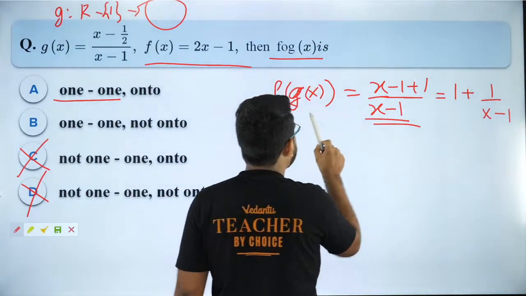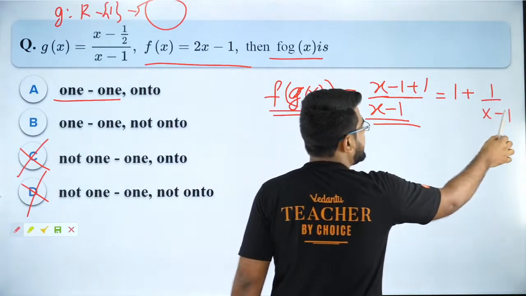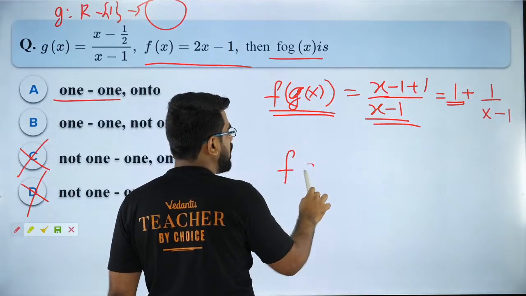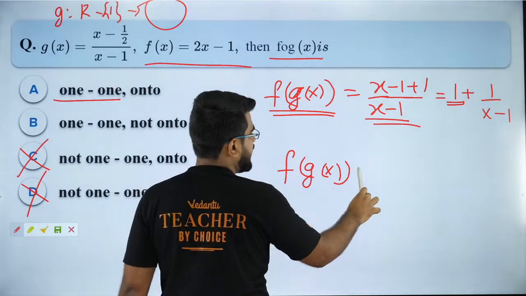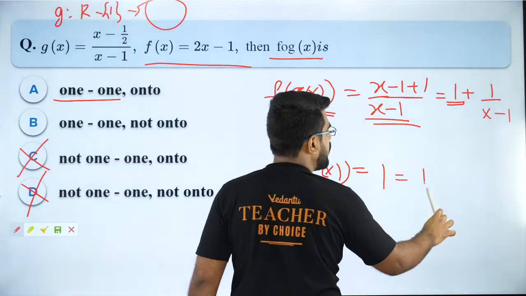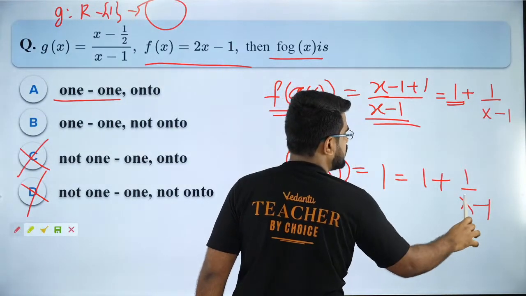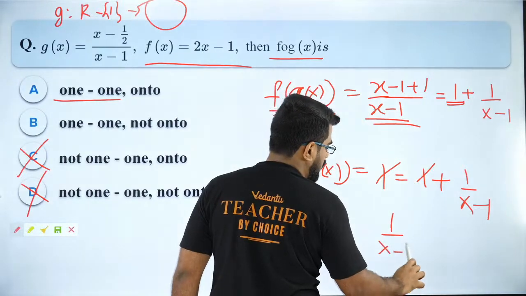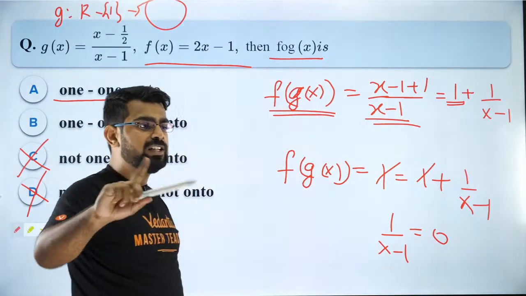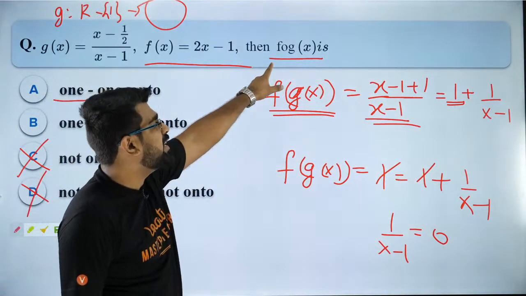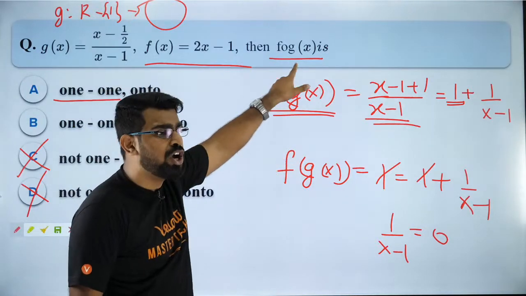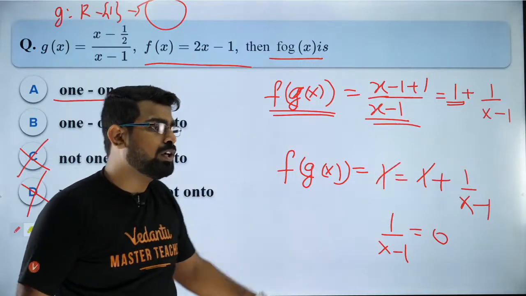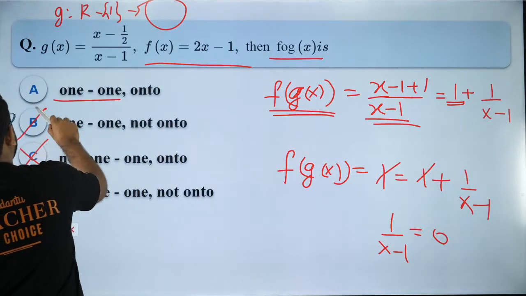Now, can I have f of g of x taking the value 1? Can f of g of x be equal to 1? No, because if it is equal to 1, then 1 plus 1 by x minus 1 should be 1. So 1 and 1 cancel. Can 1 by x minus 1 be equal to 0? Never. It is never 0. Therefore, 1 is not taken. f of g of x does not take the value 1. Therefore, it is not onto. So that is the condition, and hence option B is correct.